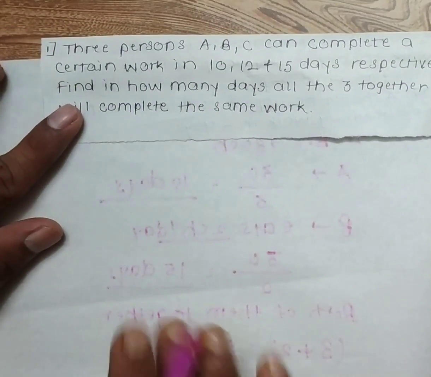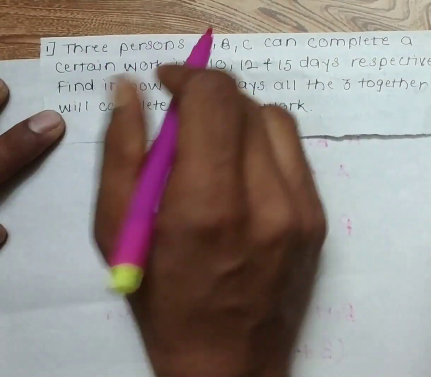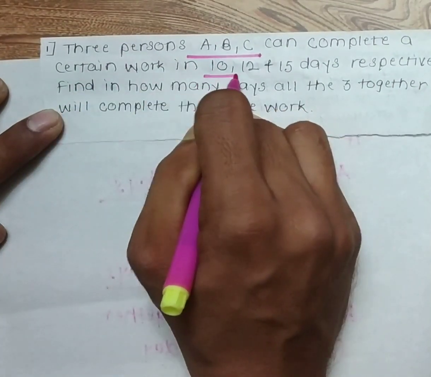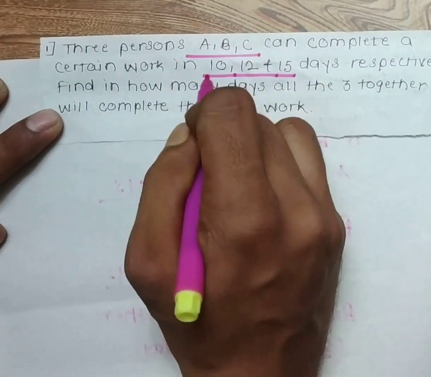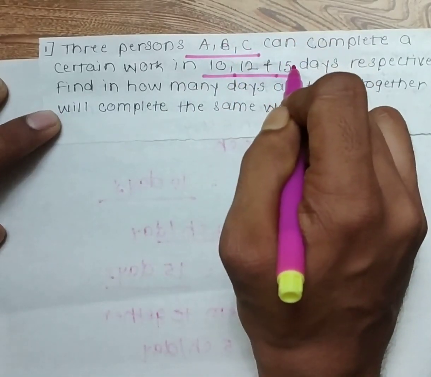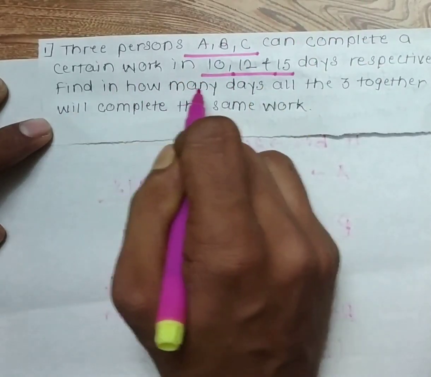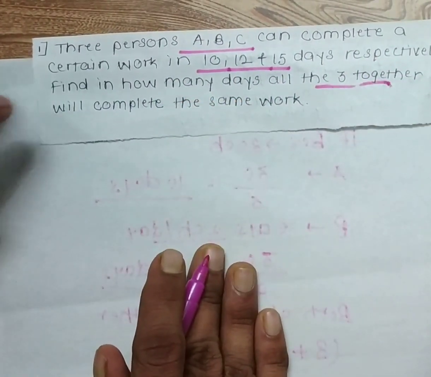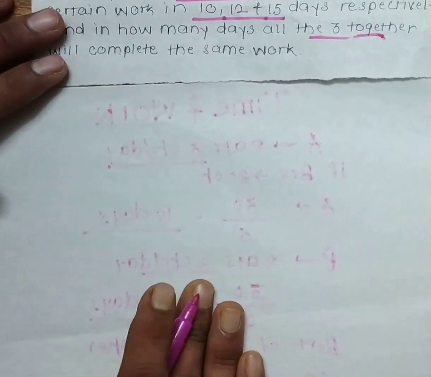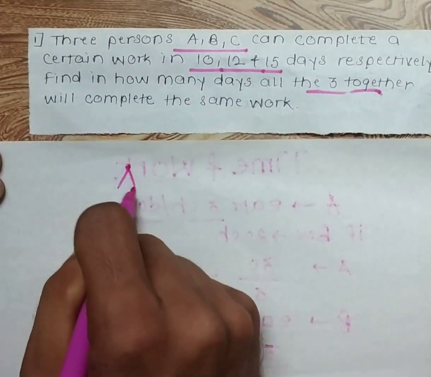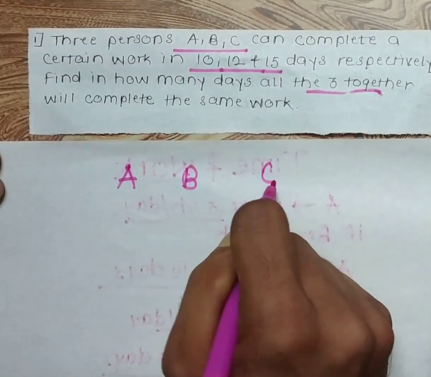Here the first question is, 3 persons, A, B and C, can complete a certain work in 10 days, 12 days and 15 days respectively. A is completing in 10 days, B is completing in 12 days and C is completing in 15 days. Find in how many days all the 3 together will complete the same work. The same thing we have to do here, which we did in the previous example.